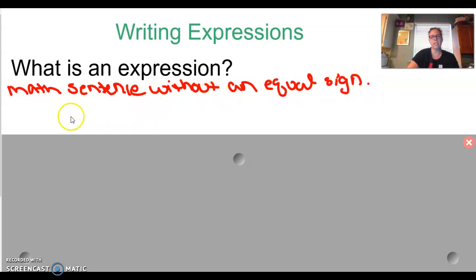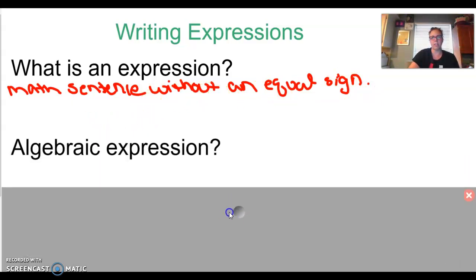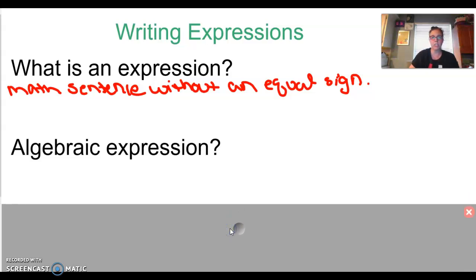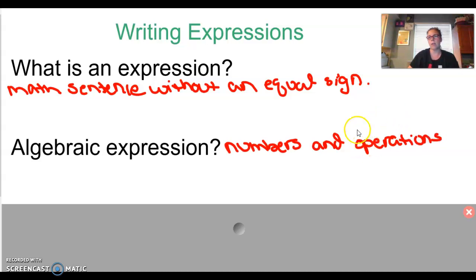Okay, so there's different types of expressions. There's algebraic expressions, which is just numbers and operations. If you're not sure what operations are, add, subtract, multiply, divide. Those are what operations are. So 5 plus 3 is an operation. Now, if you put 5 plus 3 equals 8, that becomes an equation because there's an equal sign. Okay?